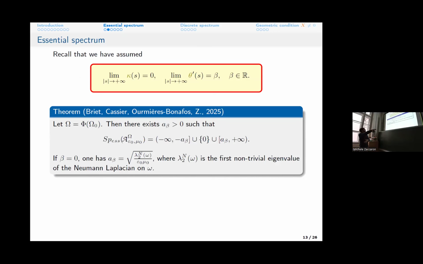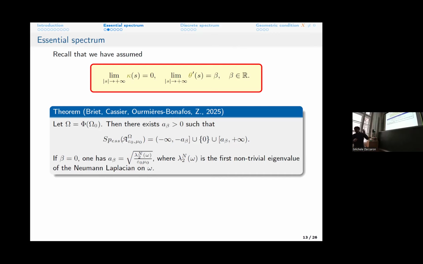And so this is the theorem. The essential spectrum of the Maxwell operator on such a waveguide filled with vacuum is of this form. It's forming a symmetric gap around 0, with the threshold gap A_beta, generally depending on beta. In general it is not explicit, but in the case beta is 0, then we can write A_beta as the square root of the second Neumann Laplacian eigenvalue, or rather the first positive Neumann Laplacian eigenvalue, on the two-dimensional cross section.